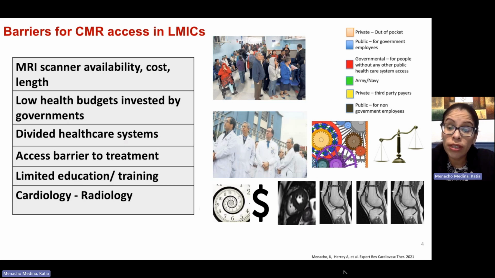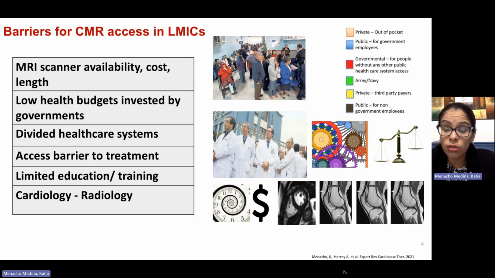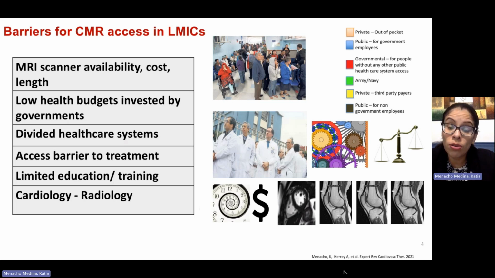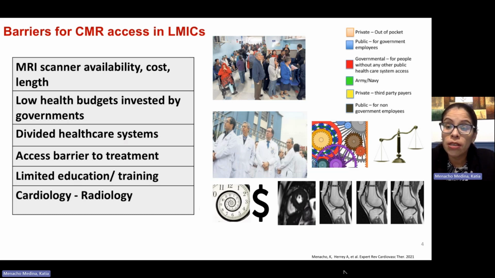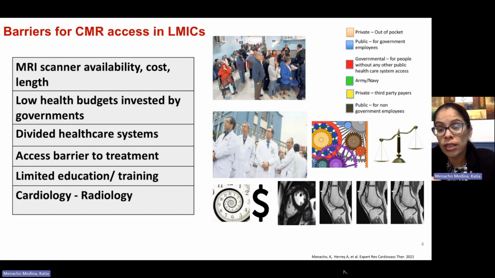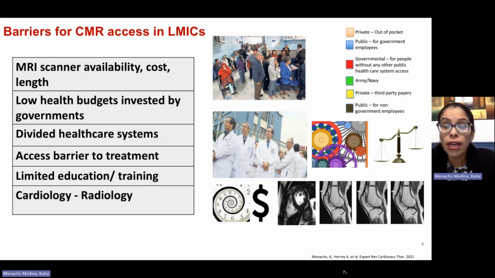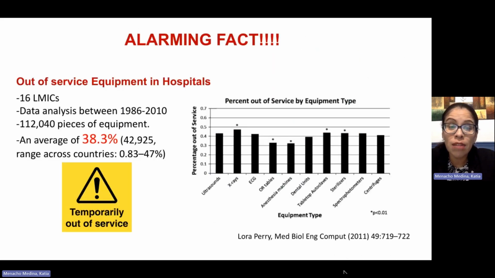Another barrier is education and training, which is very limited, specifically in these countries. Most of the healthcare providers need to travel overseas to receive proper training. And the other issue is whether the service is run by cardiologists or radiologists. Usually it can be both of them running the service, but there can be some limitations in defining who is leading the service.